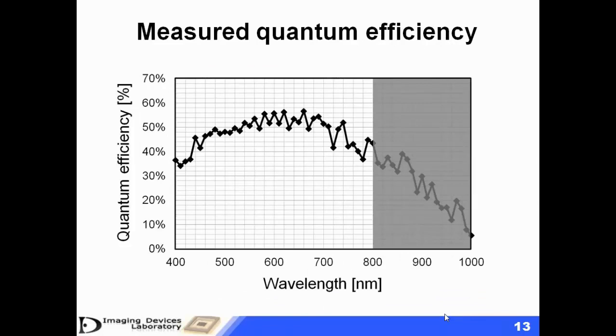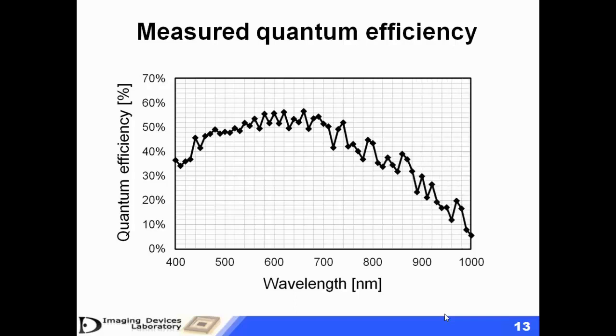And this slide shows the measured quantum efficiency. Actually, we modified the doping concentration of the epitaxial layer for expanding the spectral range. As a result, we can get a better result compared with the previous one, but not dramatically improved. But this characteristic is enough for imaging applications.